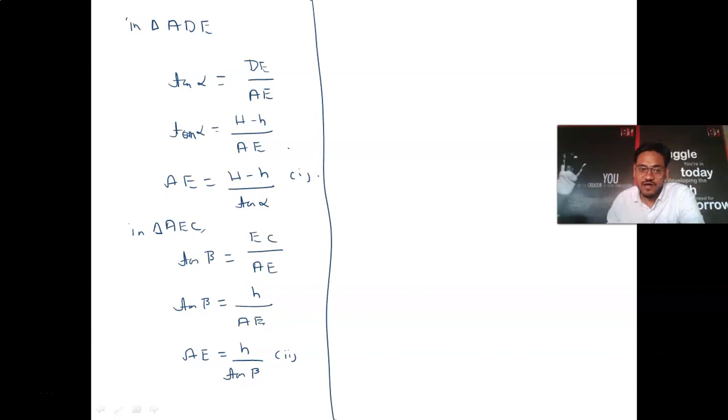Now students, can you observe in equation number 1 and equation number 2, on the left hand side we have AE, and we don't want AE, so let us eliminate this. By comparing equation 1 and equation 2, can I write (H minus h) upon tan alpha is nothing but h by tan beta? Okay students, no problem.